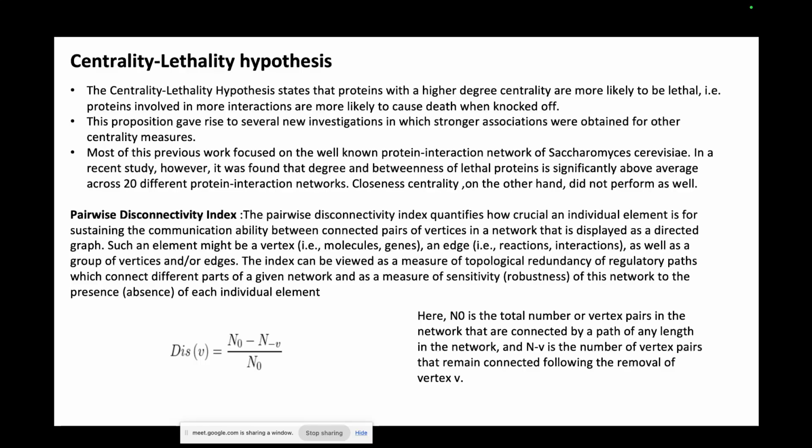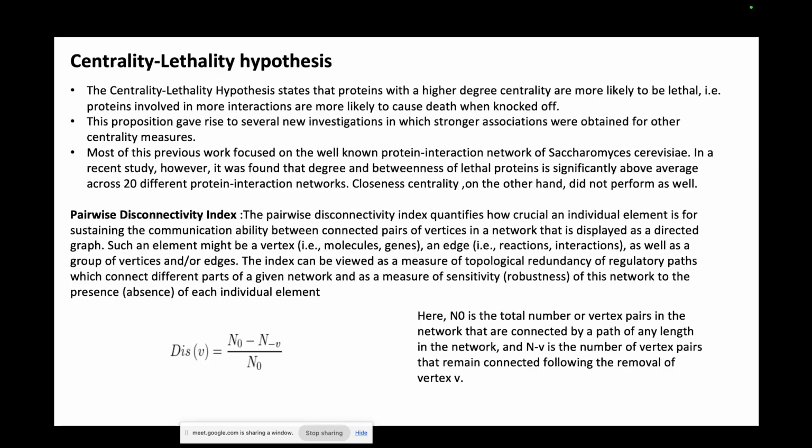So yeah, the higher the betweenness centrality, the higher is the propensity that this particular node is very important. And if you knock this node off, it's most probably the network will not be able to sustain itself. So that is what the centrality lethality hypothesis tells us. Now, there's an index to measure how crucial an individual element is for a particular network to sustain itself, and that is what is called the pairwise disconnectivity index.